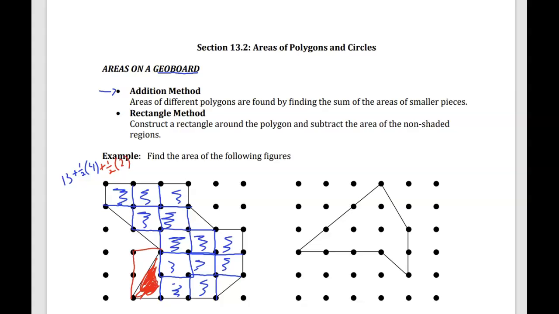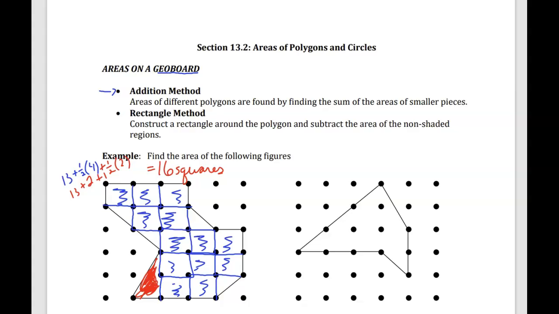So 13 plus 1/2 of 4 is going to be 2, plus 1/2 of 2 is 1. So 13 plus 2 is 15, plus 1 gives me an area of 16 squares. This is one way of finding the area of the figure that was drawn right here. Okay? We have the addition method. That's one way of doing it.